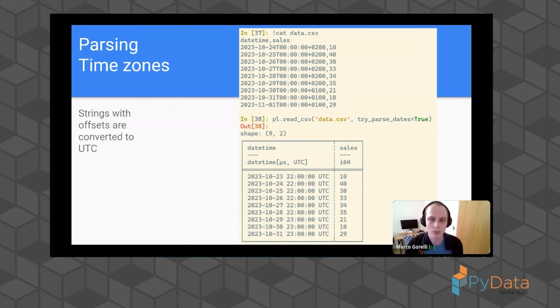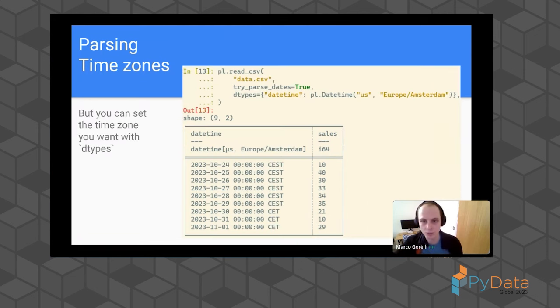If you know that your date strings correspond to some local time zone, then it's up to you to set it as one of the dtypes. So we could set here datetime having a dtype of pl.Datetime, microseconds, and Europe/Amsterdam time zone. And then we'll get what look like some local date times, each at midnight in Amsterdam.